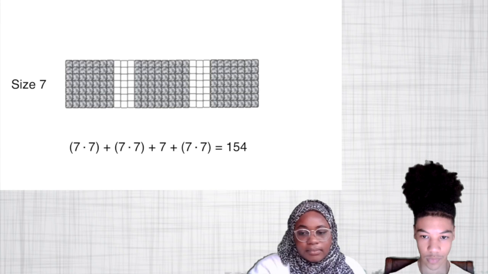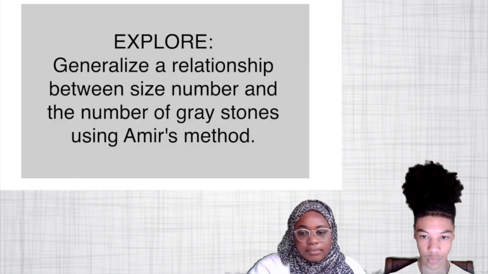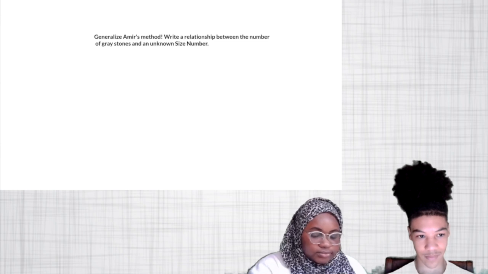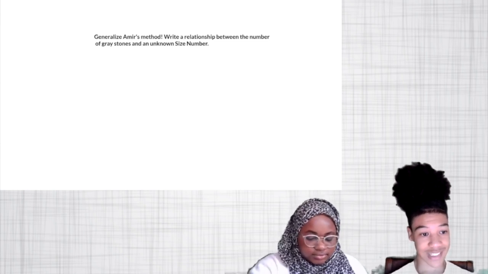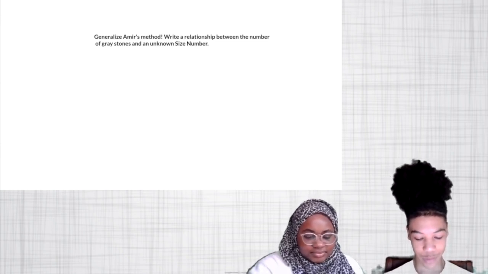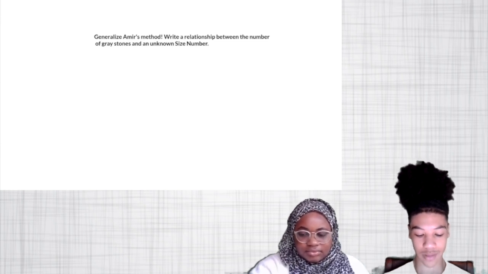In this episode, Haleemah and ET will work to meet the goal of this lesson, which is to generalize a relationship between the size number and the number of gray stones using Amir's method. Generalize Amir's method. Write a relationship between the numbers of gray stones and unknown number size. So what do you think that's asking, ET? It's asking us to generalize it, which means that we're going to have to put variables in place in Amir's method to make it so we can use it for any size number.